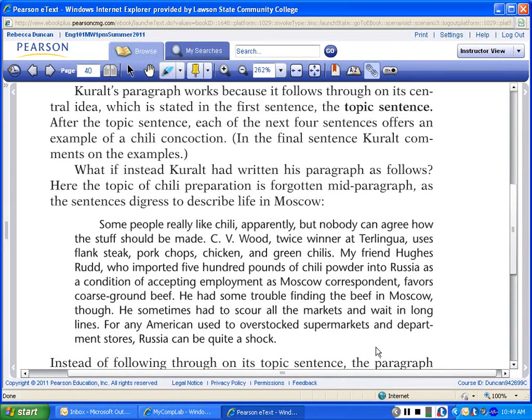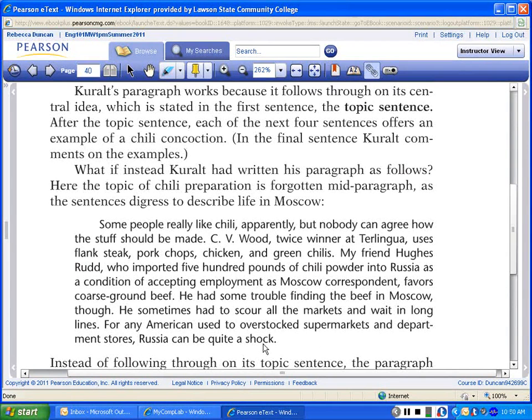But watch here. C.V. Wood, twice winner at Terlingua, uses flank steak, pork chops, chicken, and green chilies. So far, so good. My friend Hughes Rudd, who imported 500 pounds of chili powder into Russia as a condition of accepting employment as Moscow correspondent, favors coarse ground beef. Still good. He had some trouble finding the beef in Moscow, though. He sometimes had to scour all the markets and wait in long lines. For any American used to overstocked supermarkets and department stores, Russia can be quite a shock.